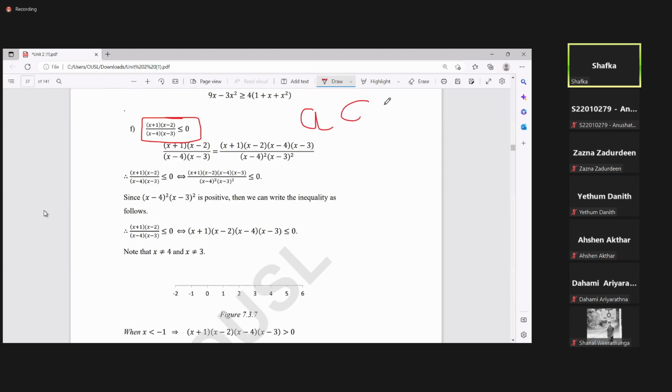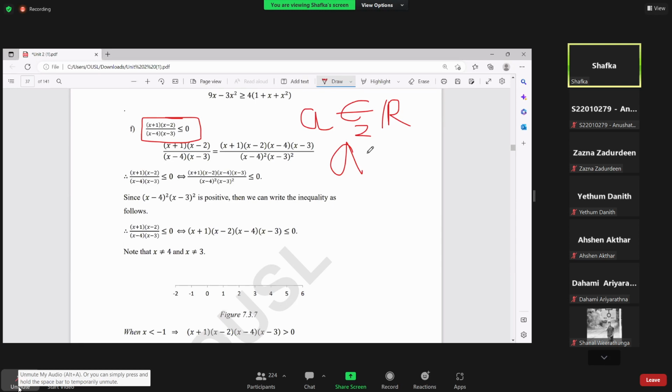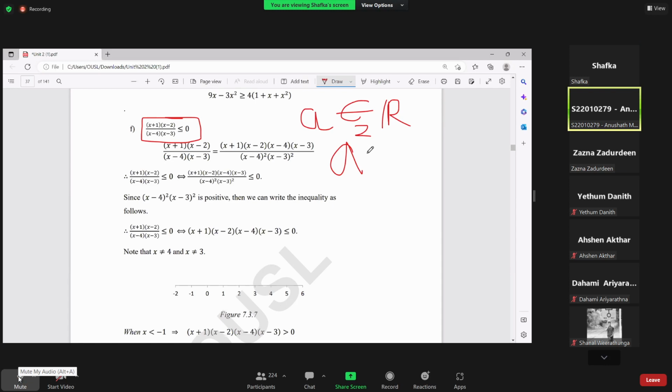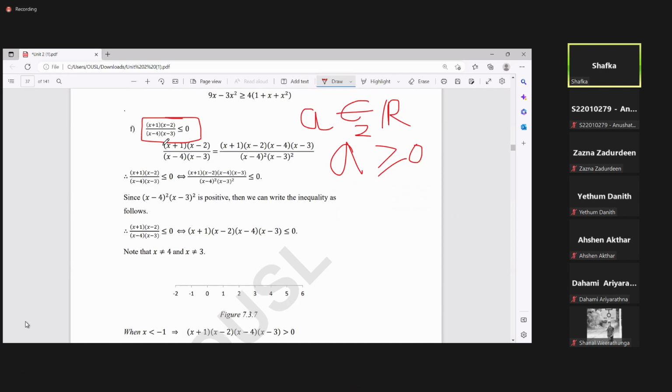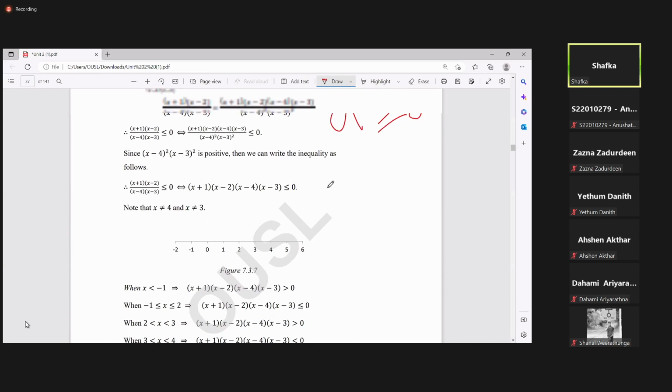If A is a real number, what can you say about the sign of A square? What can you say about the sign of A square? Yeah, it's positive. Is it positive or negative? Positive. It's always positive.